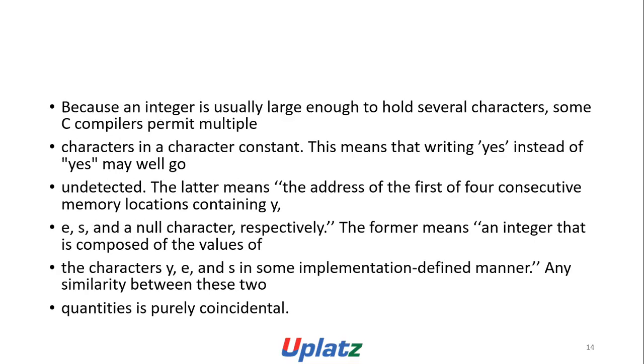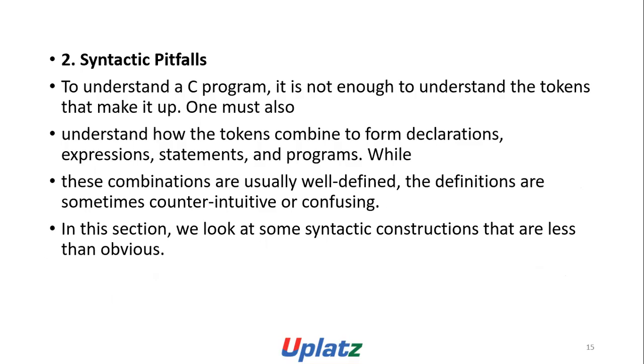Because an integer is usually large enough to hold several characters, some C compilers permit multiple characters in a character constant. This means that writing 'yes' instead of "yes" within double quotes may well go undetected. The latter means the address of the first of the 4 consecutive memory locations containing Y, E, S, and a null character respectively. Within single quotes, the format means an integer that is composed of the values of the characters Y, E, S in some implementation-defined manner. Any similarity between these two quantities is purely coincidental.